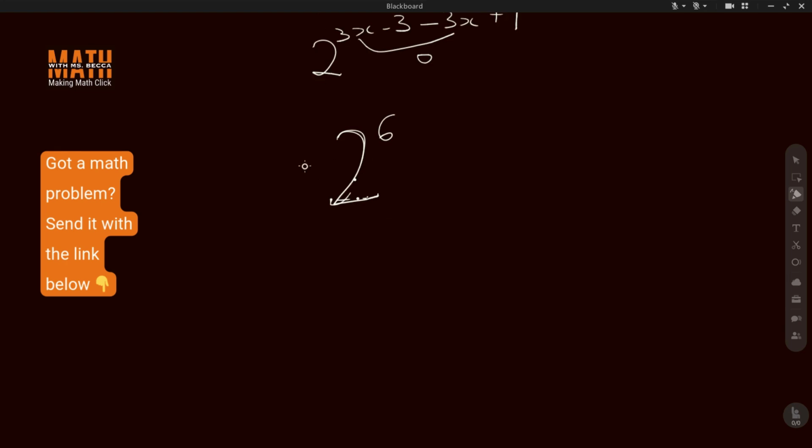And what is 2 power 6? That will be 2 times 2 is 4, times 2 is 8, times 2 is 16, times 2 is 32, times 2 is 64. So 2 power 6 will be 64, and that is the answer to this question.